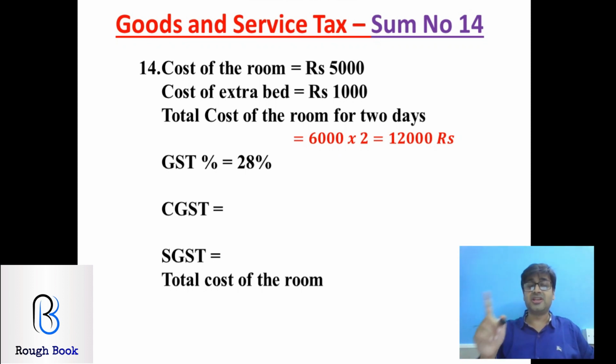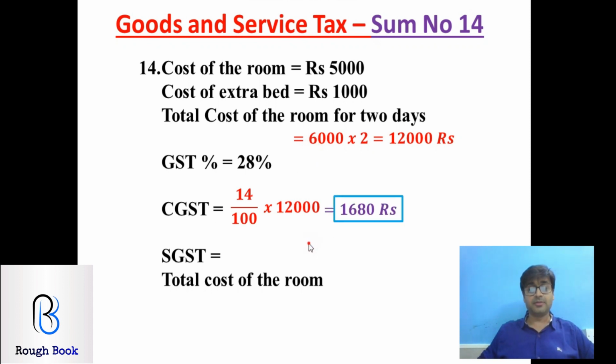So will it be CGST, SGST, or IGST? I know you've seen the screen. It is CGST and SGST. So 14% of 12,000. Let's calculate. 12 into 14, we know it should be 168. So 1680, is it correct? 1680. Likewise, SGST, the same thing, correct?